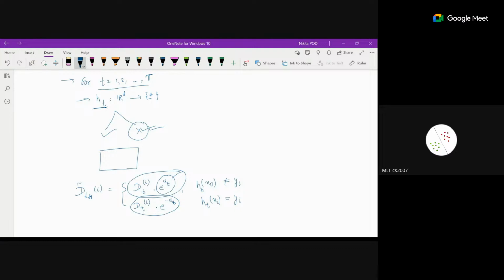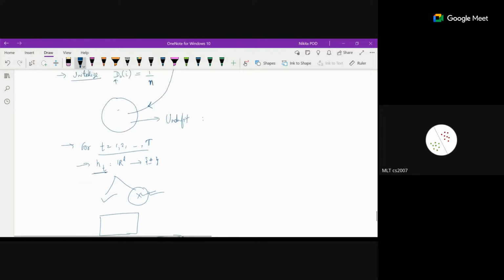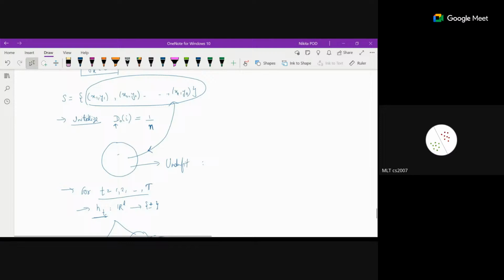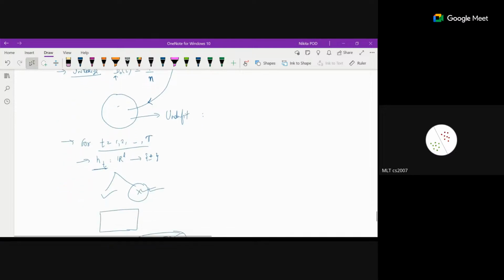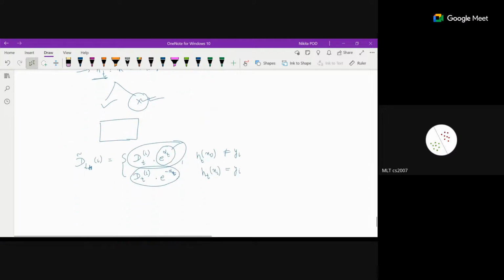Okay. So this will help us get more data points correctly classified, in a sense. But one more thing: since D_t(i) is a distribution, these should ideally add up to one, but they are not adding up to one, right? They're not adding up to one.